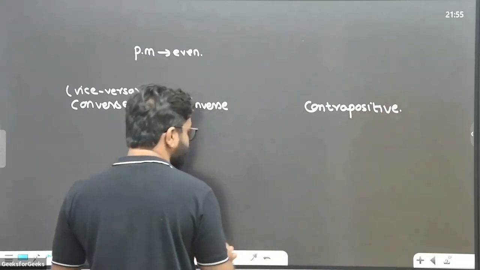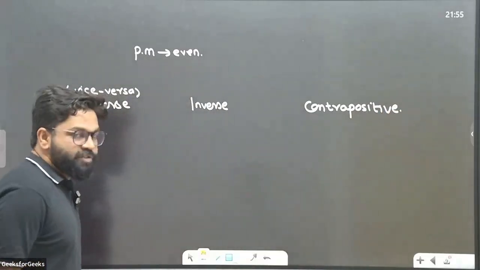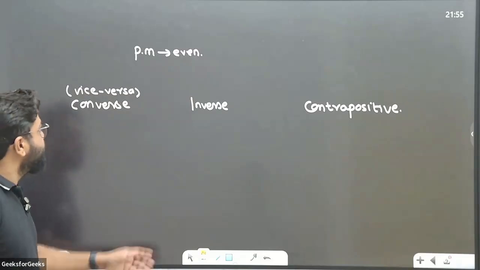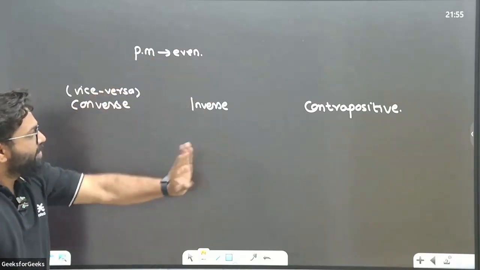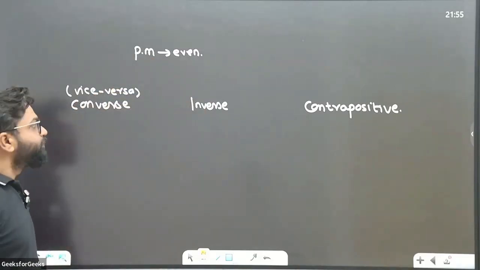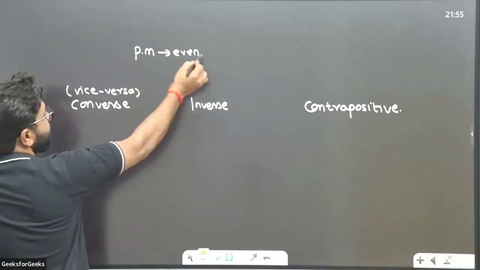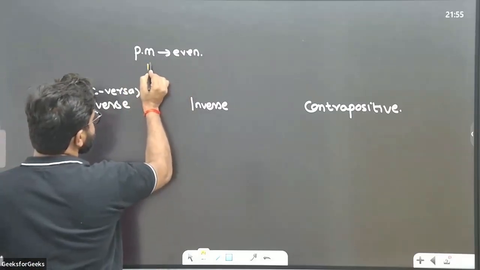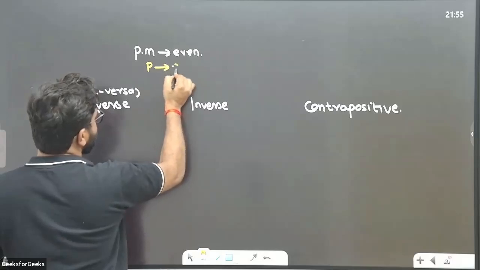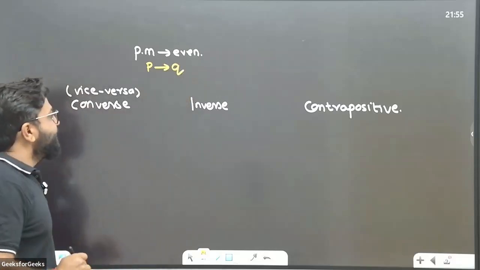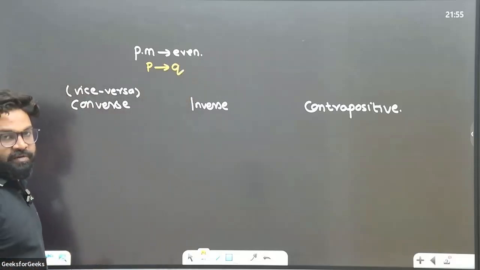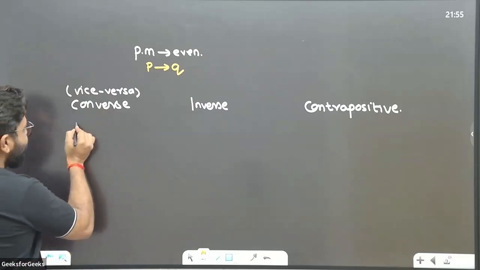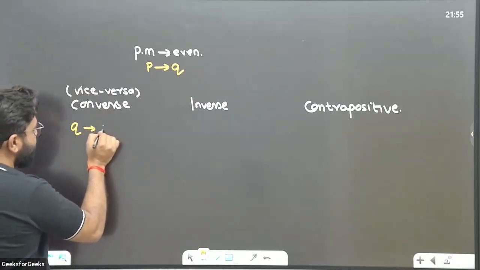Now today I will prove why, when I was teaching you planarity, I told you that this one is equivalent to the contrapositive. Today I will show you. For example, perfect matching existing implies even number of vertices. Let's consider this is P implies Q. The converse, or vice versa, will become Q implies P.